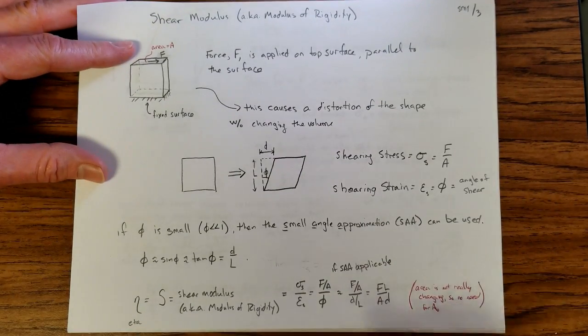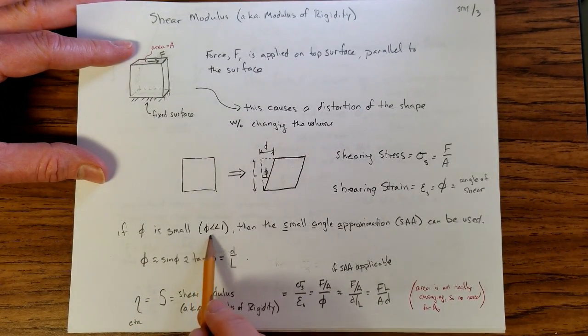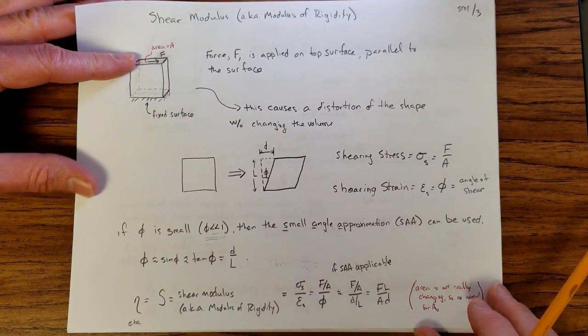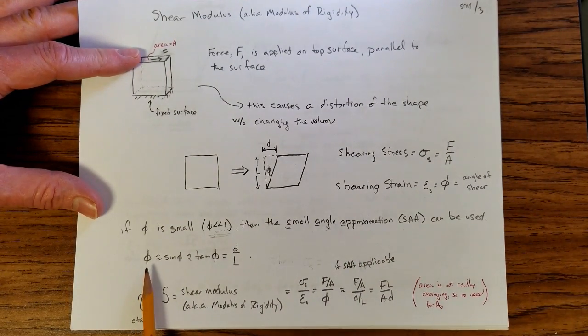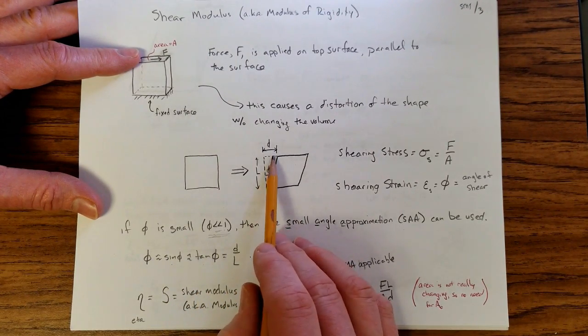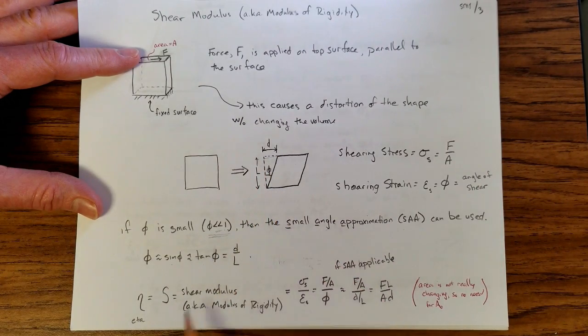Now, if that angle is small, you might want to look back on some of the other videos dealing with radians, but what I'm getting towards is a small angle approximation. If phi is much less than 1, and notice there are no units here, so I'm talking about radians, then we can use the small angle approximation. It says that phi is approximately equal to sine of phi, which is approximately equal to tangent of phi, which is just the opposite over the adjacent, so d over L.